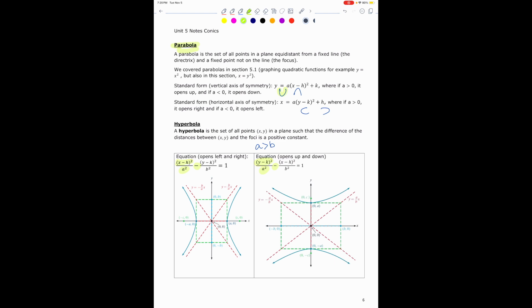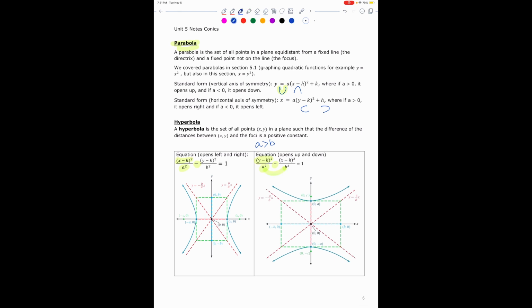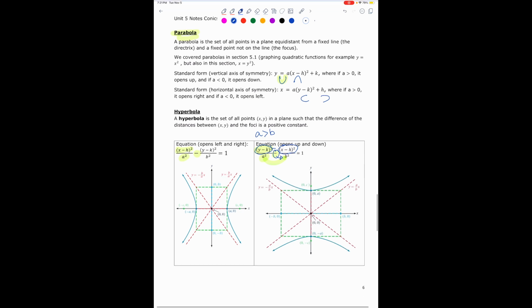So instead of switching a and b, they switched the y and x. So you can see here that a was switched with b. So these expressions were switched. And notice how the negative always goes with the smaller denominator. So the negative goes with the smaller denominator, and that is another way to distinguish the shape of a hyperbola.